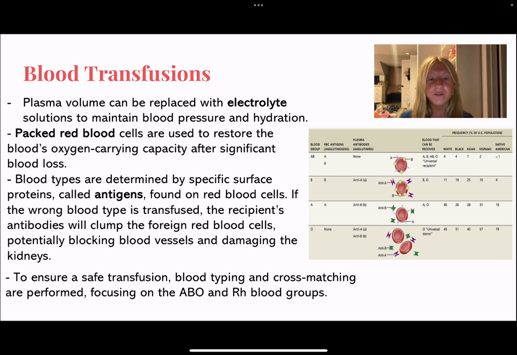It's important to know the different blood types, and these are determined by specific surface proteins called antigens. And antigens are found on the red blood cells. If the wrong blood type is transfused, the recipient's antibodies will clump the foreign red blood cells. This can potentially block blood vessels and damage the kidneys. To ensure a safe transfusion, blood typing and cross-matching are performed, focusing on the ABO and the Rh blood groups.